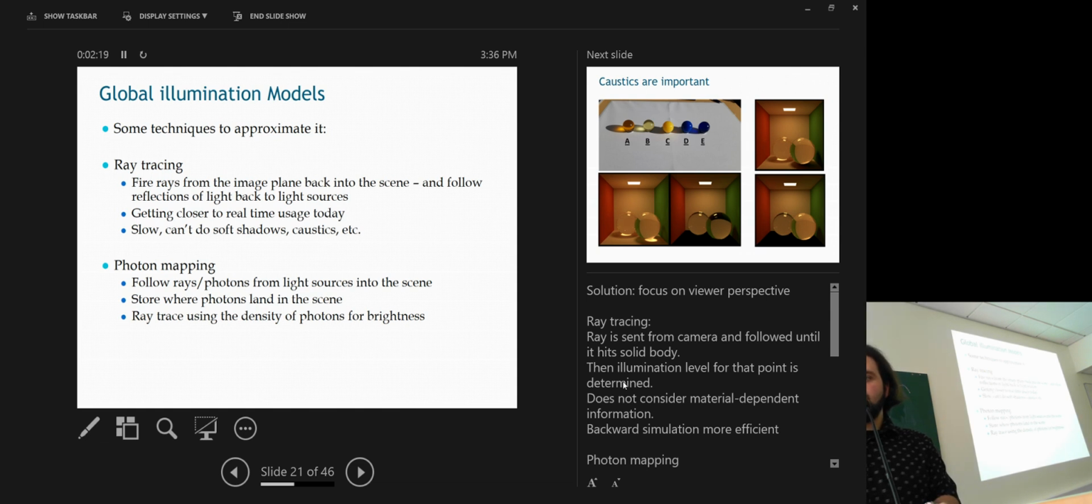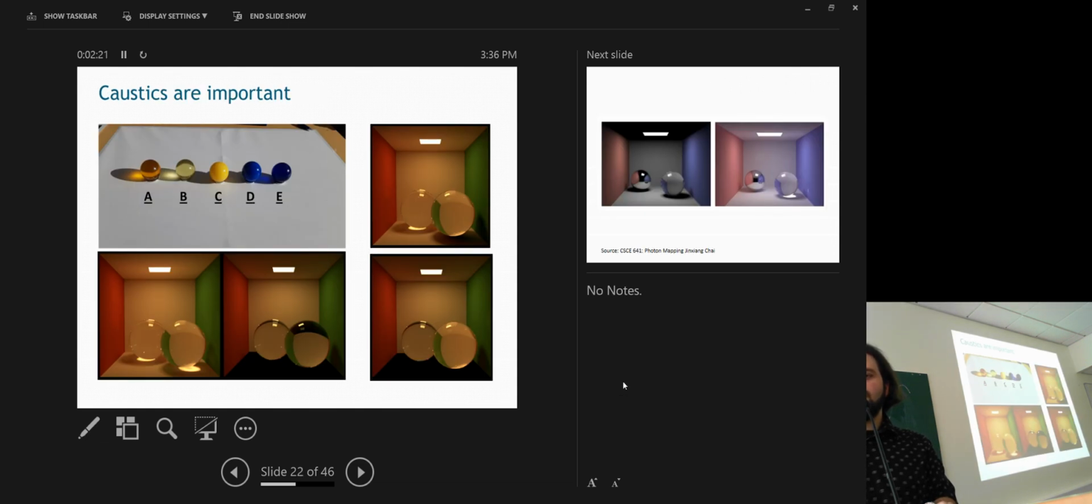And why are caustics so important? This is some renderings from my study. So those ones are physical, real images. So this is a photo, and those ones are renderings. As you see, caustics can be a very good cue for translucency perception. When I asked people to rank those spheres by translucency, they used caustics a lot.